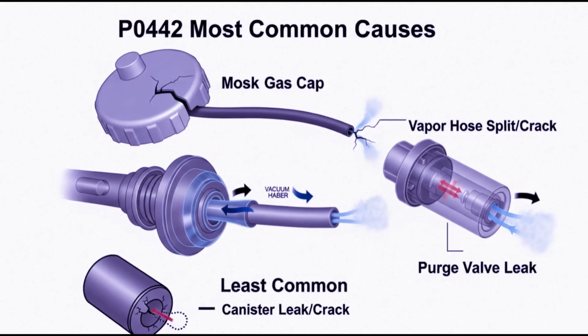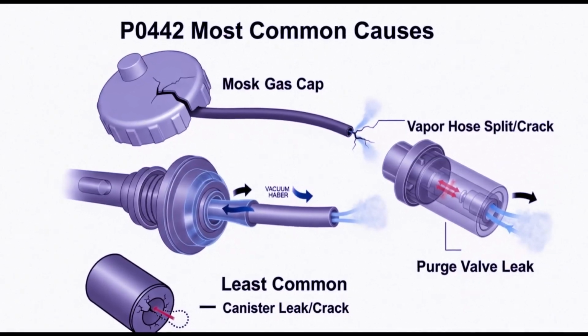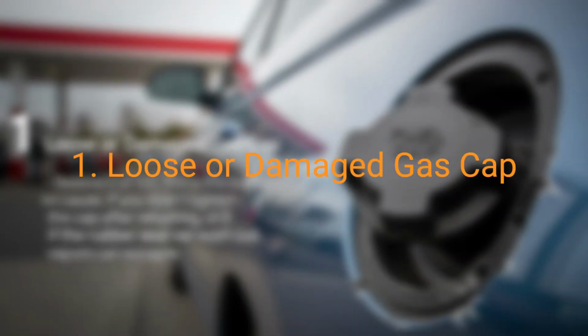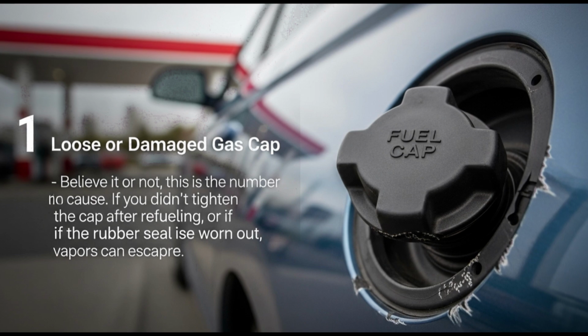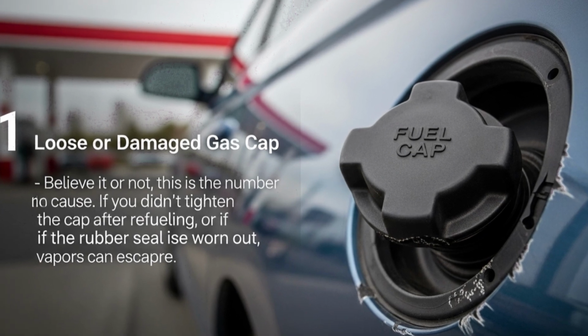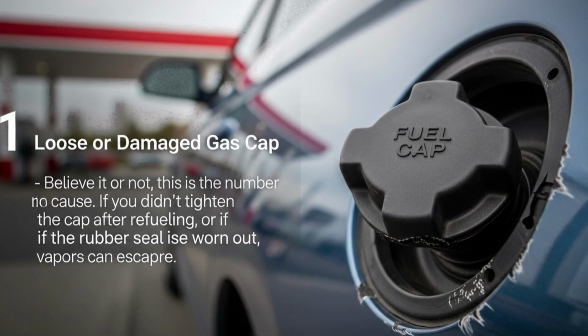Now, let's talk about what usually causes the P0442 code, in order from most common to least common. 1. Loose or damaged gas cap. Believe it or not, this is the number one cause. If you didn't tighten the cap after refueling, or if the rubber seal is worn out, vapors can escape.